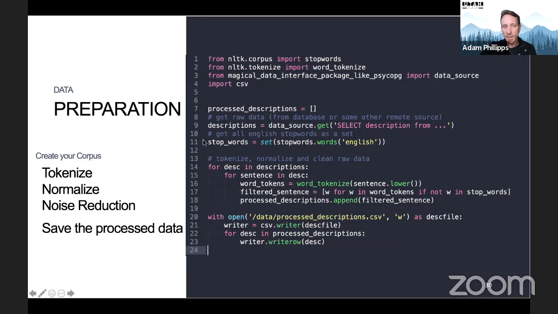So we load up all the stop words on line 11, then we loop through each description. And remember, we have to tokenize, normalize, and noise reduce. So we're doing that in this loop here. For each description, we break it into sentences. And then for each sentence, we break it into words on line 16. Now we have a word list. The next thing we want to do is filter out all the stop words, like on line 17. So now we have a cleaned up, normalized list, and we append that to an overall list, and then write that out to a file.